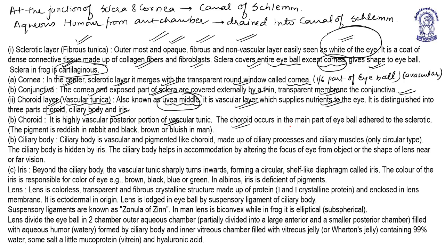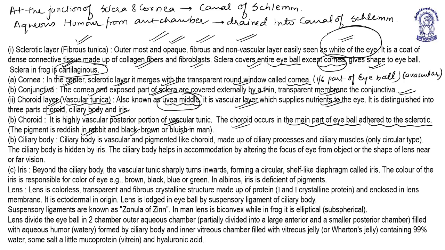The choroid occurs in the main part of the eyeball, adhered to the sclerotic layer. The pigment is reddish in rabbit and black, brown or bluish in man. So this is the choroid layer.